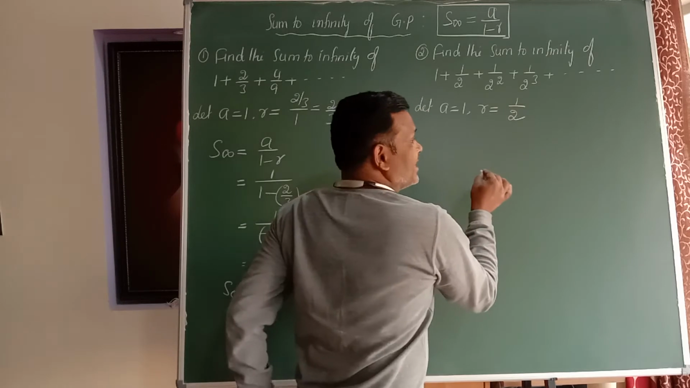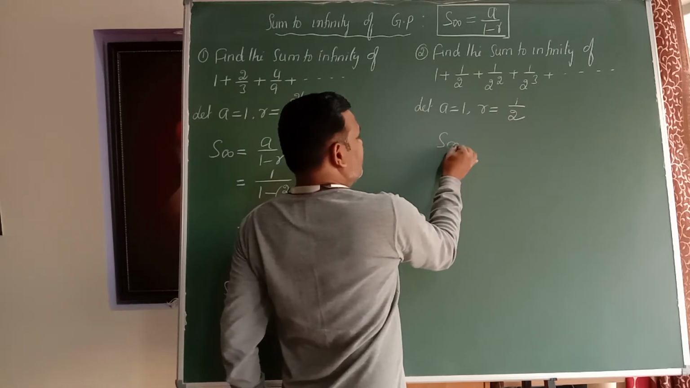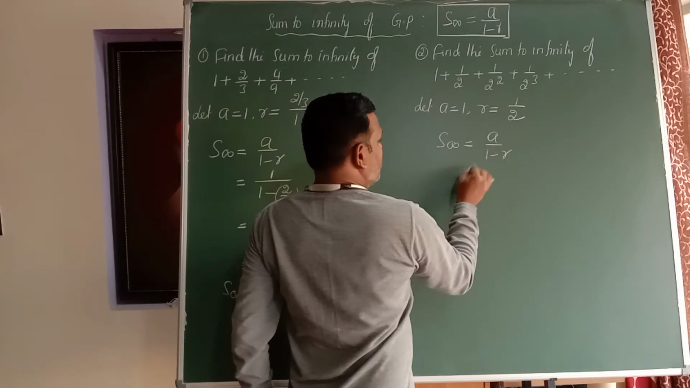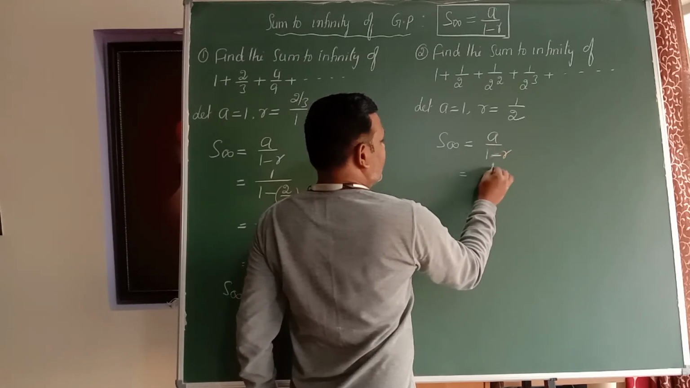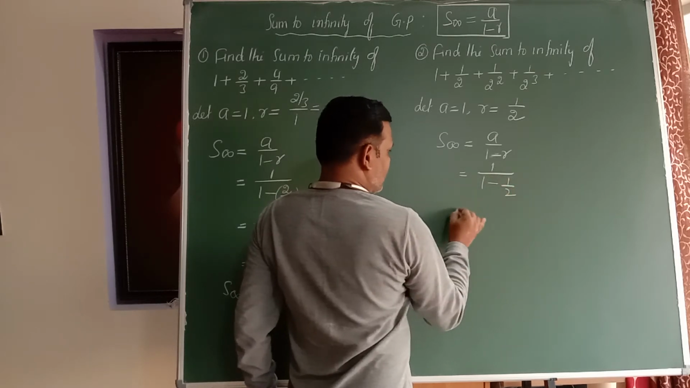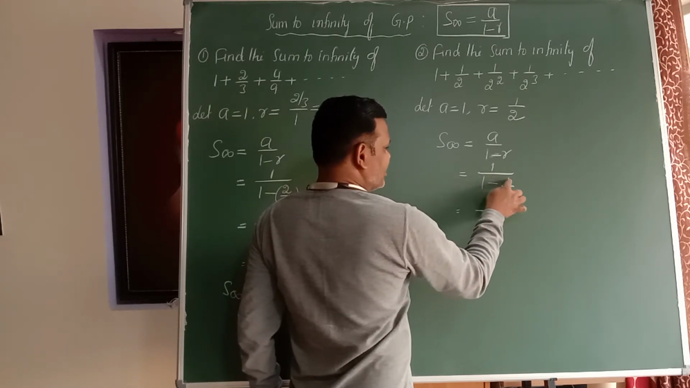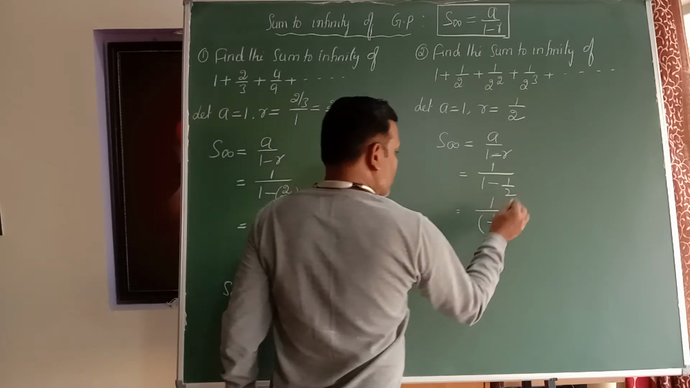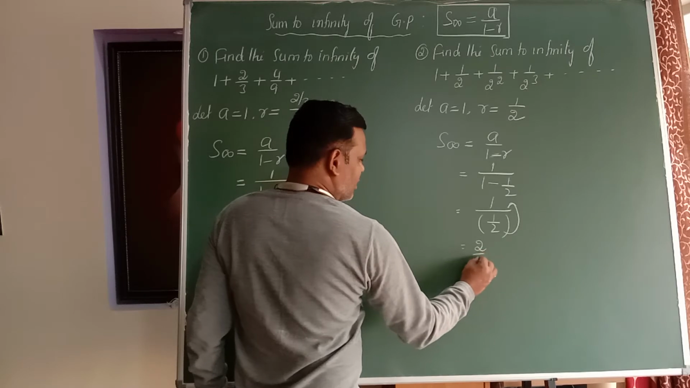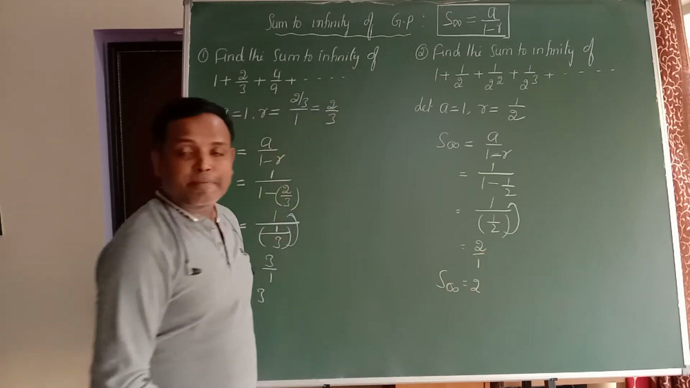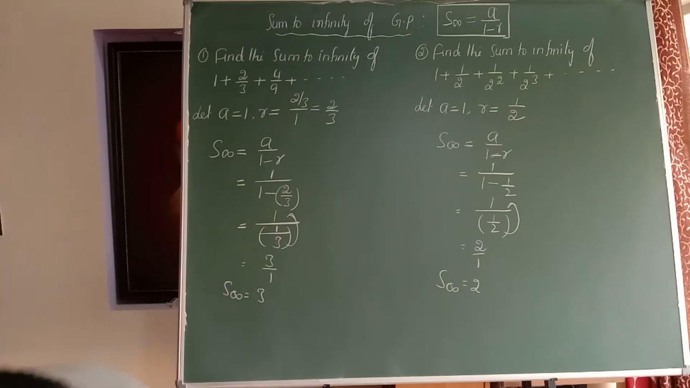We wish to find S infinity. So S infinity is given by A divided by 1 minus R. Look at me. A is 1, divided by 1 minus R, where R is 1 by 2. That is 1 minus 1 by 2. When this 2 goes up, 1 into 2 is 2 by 1, which is 2 itself. This is S infinity. Got my point?